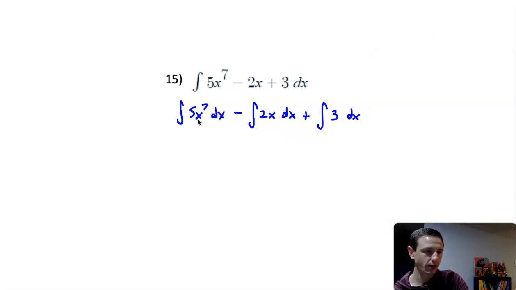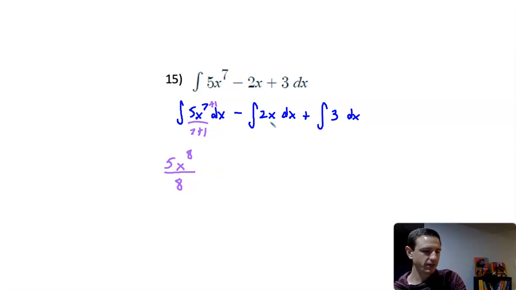So this one, we're going to use the power rule, 5x to the 7th. So this is going to be 7 plus 1 divided by 7 plus 1. So that's going to give us 5x to the 8th, 7 plus 1 is 8, over 8, and that's just going to be that exponent, because if we take the derivative, 8 times 5 divided by 8, the 8s cancel out, leaving us with that 5. And I'm not going to put plus c on each individual term. We'll just tack on a plus c at the end.